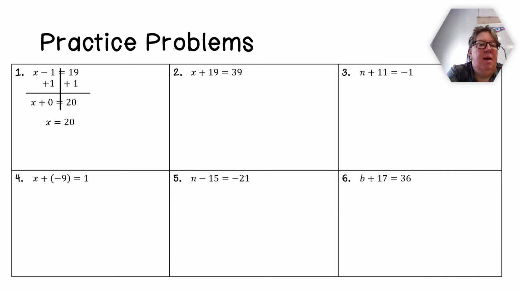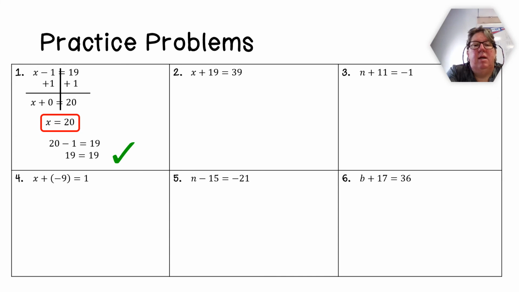Now we need to plug that back into the equation to verify that it is in fact the solution. So we're going to write 20 minus 1 equals 19. And then we're going to simplify, and we get 19 equals 19, which is a true statement. So x equals 20 is our answer.